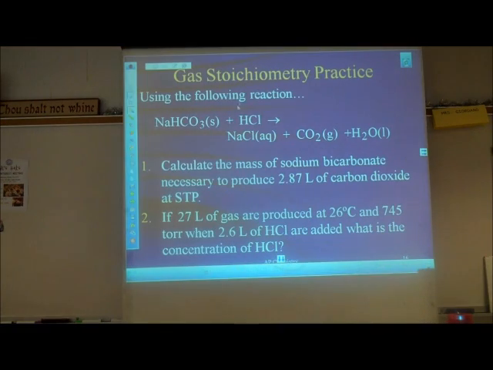If you have the notes, the slides, there's something missing, and I apologize. There should be an AQ written after HCl. Just write it in if you have the slides.